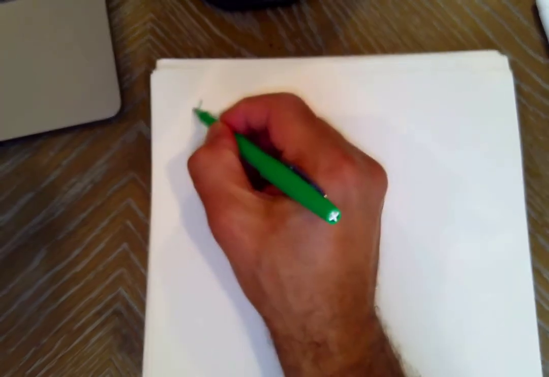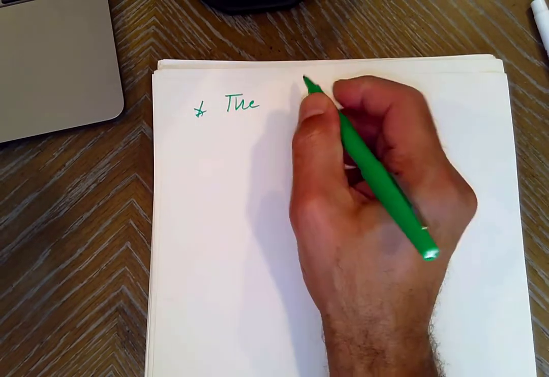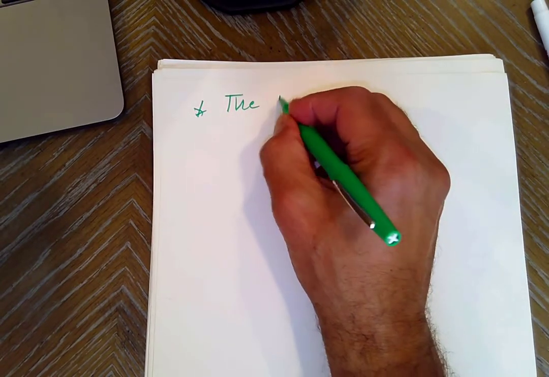Okay, finally, the difference quotient, which is basically the slope of a line, if it's a line, or the slope of a curve.